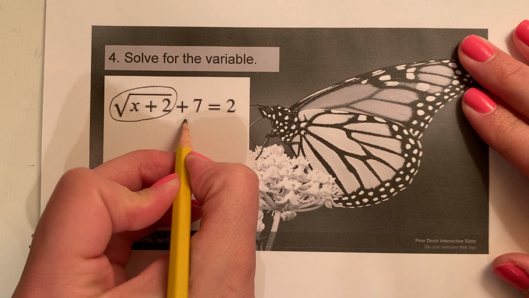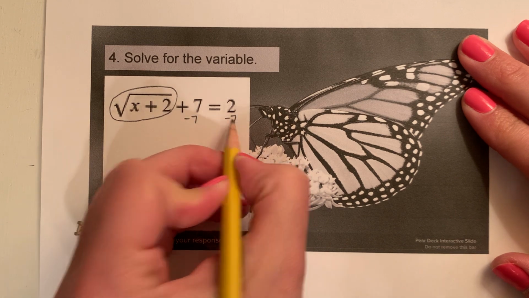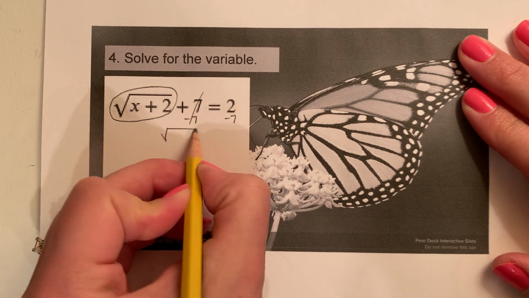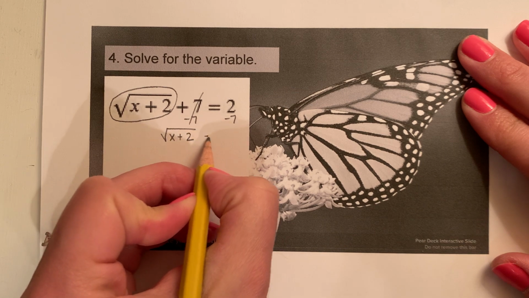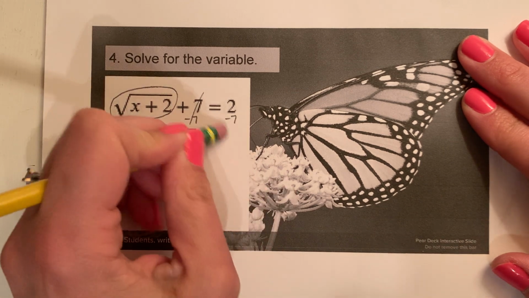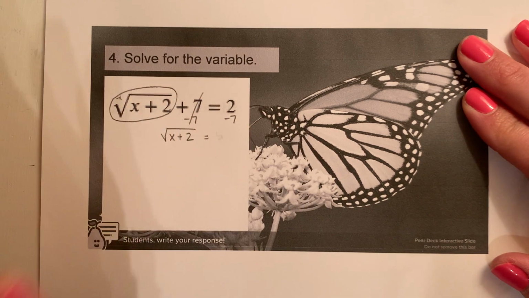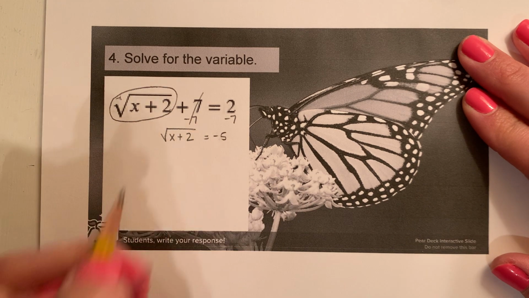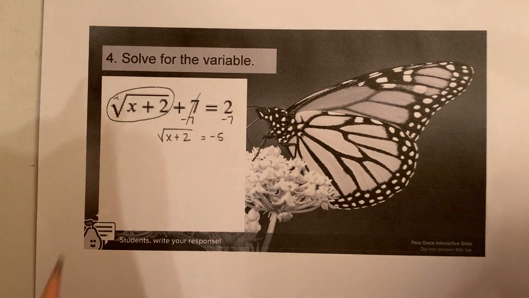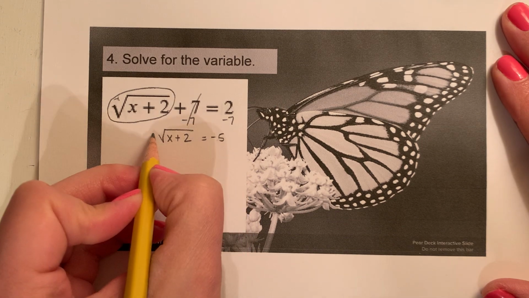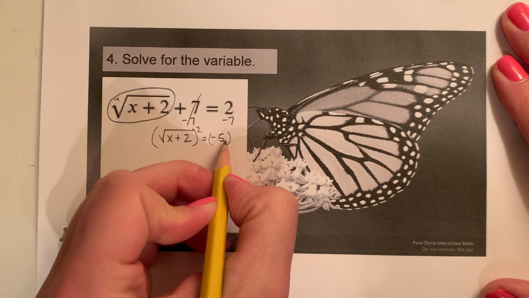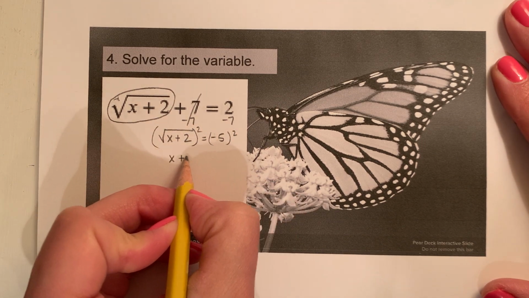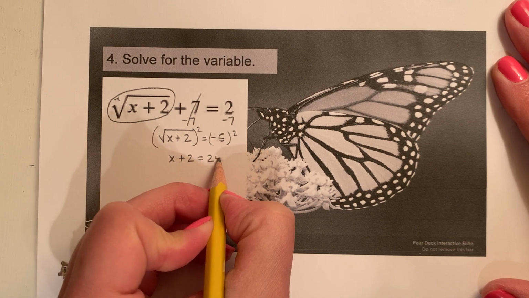All right, let's see if you got that one right. I would first subtract the 7 from both sides. Those would cancel. I have square root of x plus 2 equals, oops, that's negative 5. 2 minus 7 is negative 5. Do not subtract 2 yet. We have to square both sides. And I get x plus 2 equals 25.